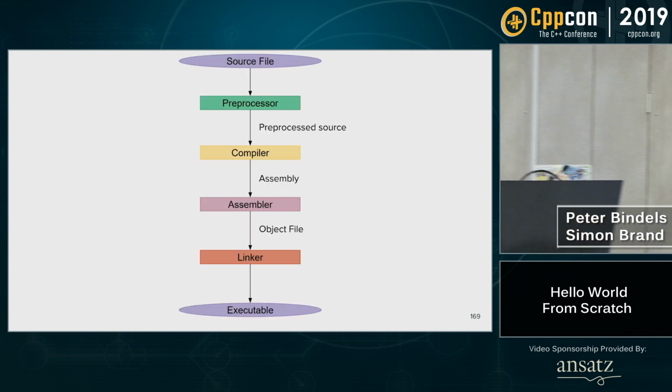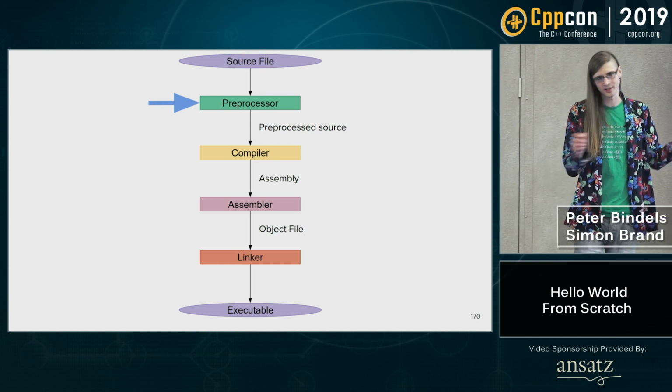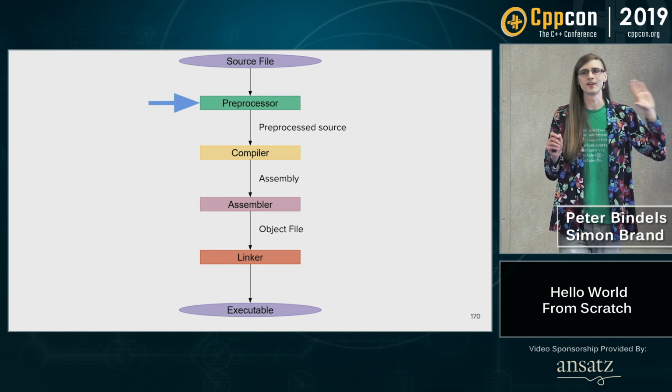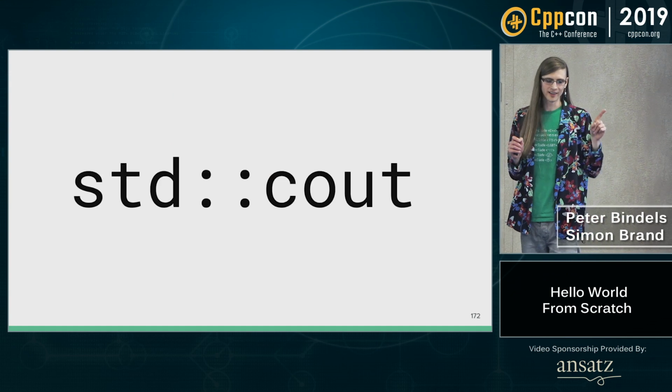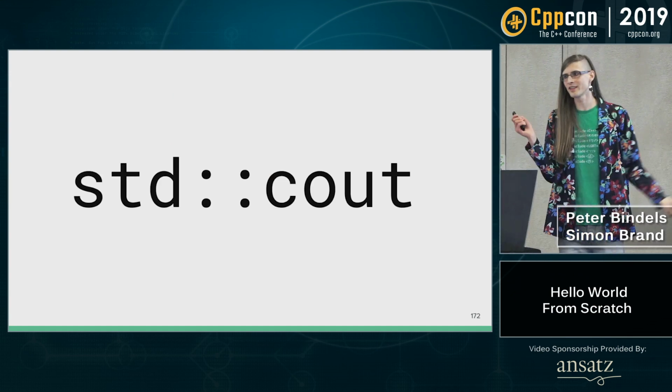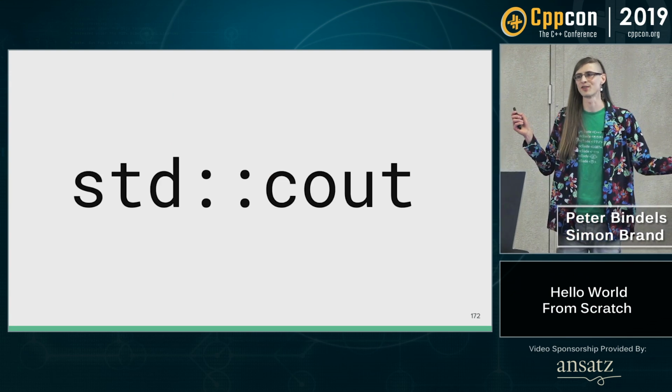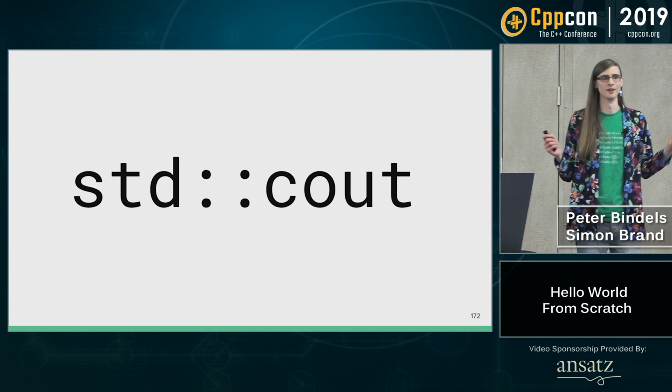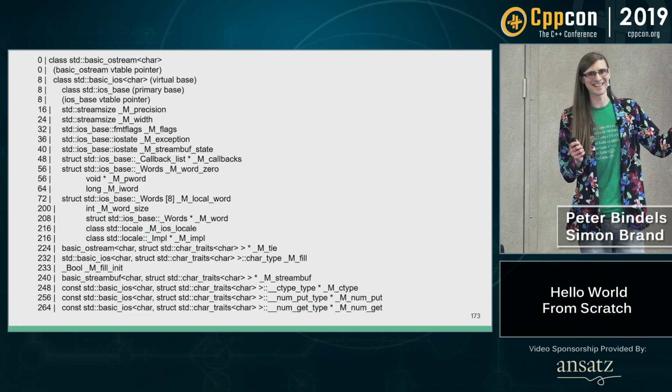Yep, so we're not going to talk about the preprocessor because the differences aren't very interesting. The compiler, there are some interesting differences. One is cout. People use this as the first program they write in C++. Surely it must be simple. Oh no. It looks like this.